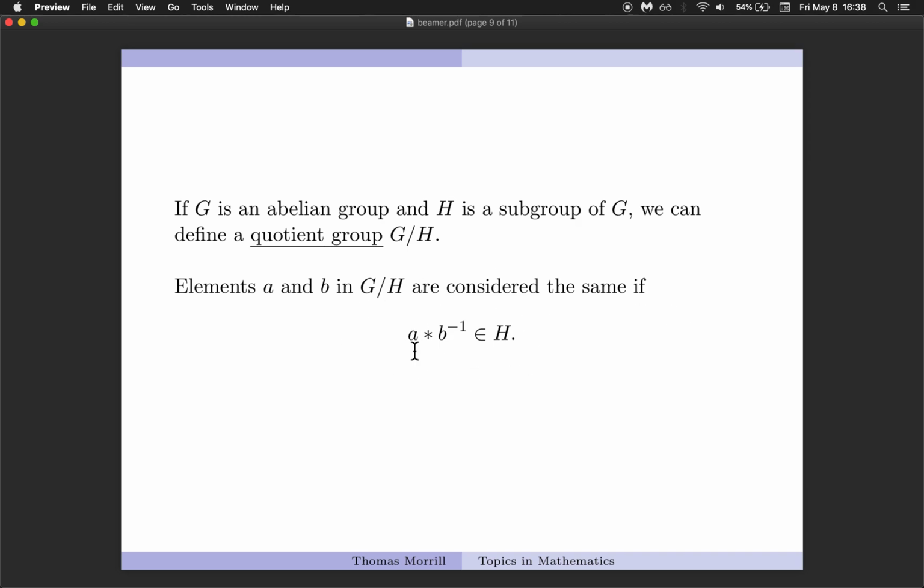This is what that relation looks like in general. So I don't know what the operation star is. That will determine what inverting looks like. So maybe this is reciprocals, maybe this is negation, maybe this is inverse functions. Just whatever inverse corresponds to this operation star. How do I know that two elements are the same? It's because combining one of them with the inverse of the other lands me in the group which I am modding out by. So I could say this is G mod H. I've modded out by H.